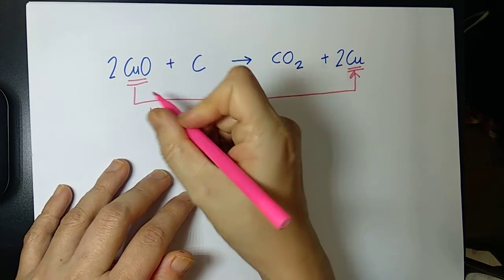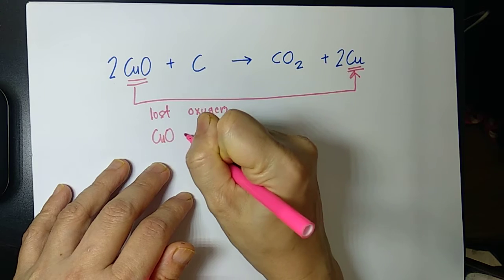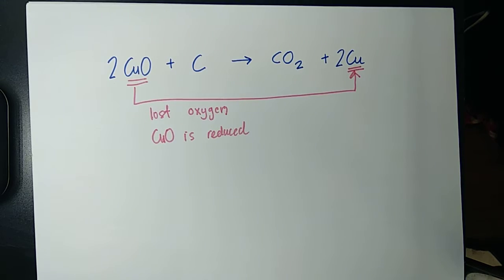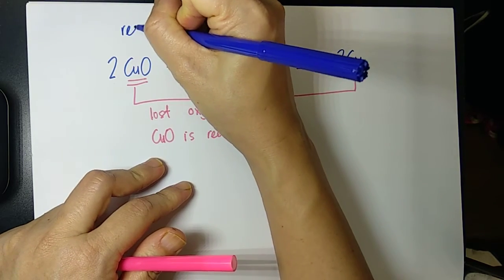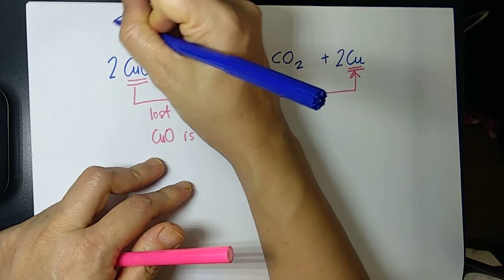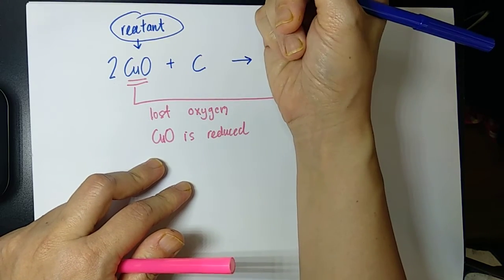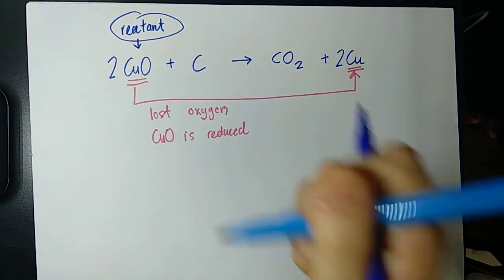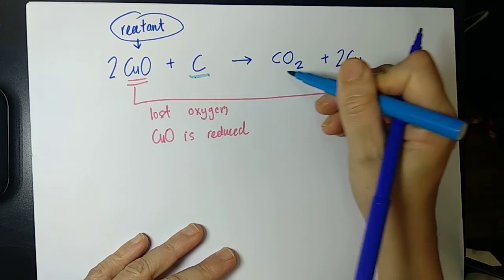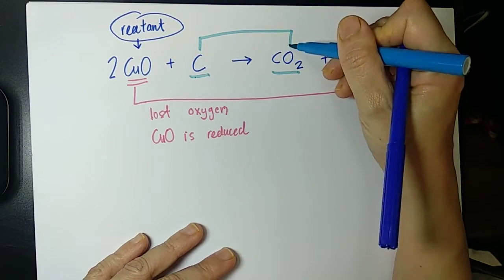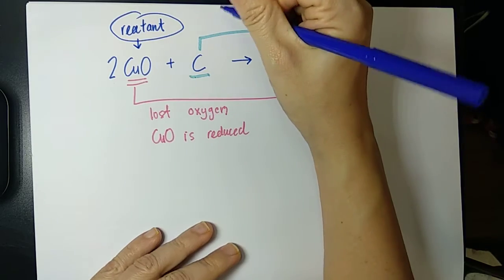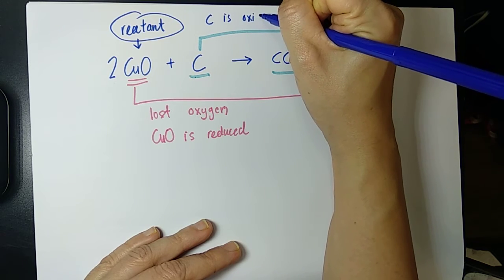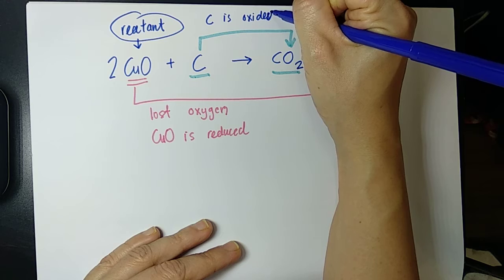So what we say is that copper 2 oxide is reduced, or copper 2 oxide undergoes reduction. Remember, only the reactant can be either reduced or oxidized. So the reactant here is copper 2 oxide. Now, what about carbon? At the beginning, carbon has no oxygen. But at the end of the reaction, carbon has gained oxygen. So we say that carbon has undergone oxidation, or carbon is oxidized. Now, why is carbon oxidized? Because it has gained oxygen.